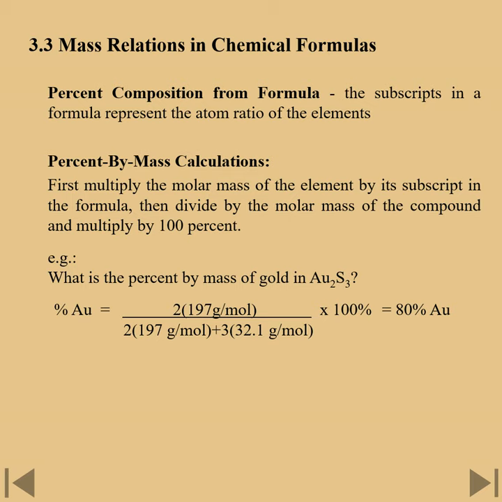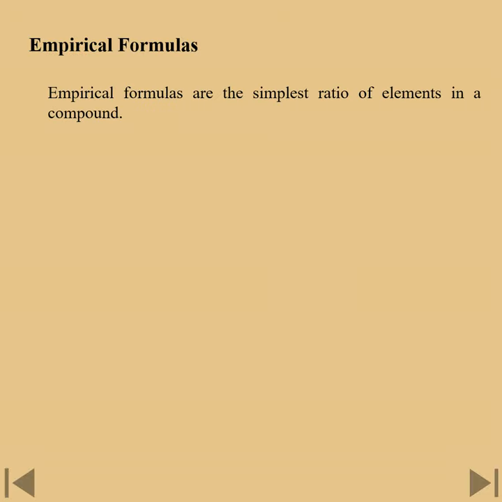Now I wanted to start here because to come up with the formula of a compound, specifically the empirical formula, often you're given that percent by mass of each element in the compound. Well, first, an empirical formula is your simplest whole number ratio of elements in that compound. And most of the time it is the actual formula of the compound.